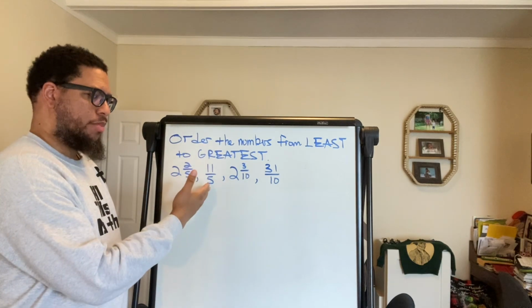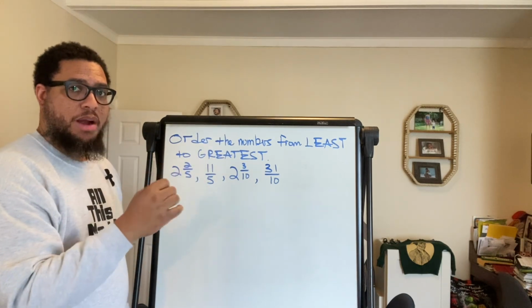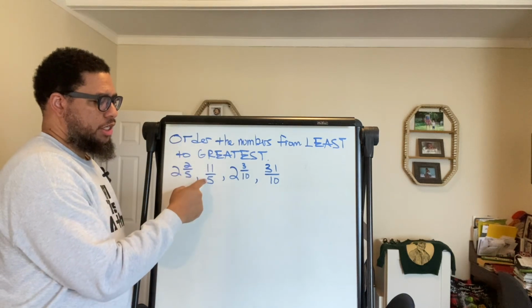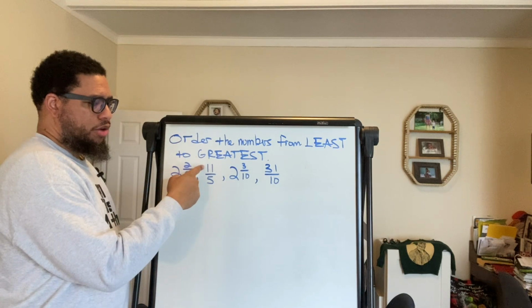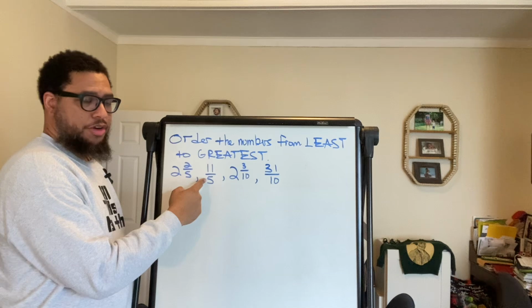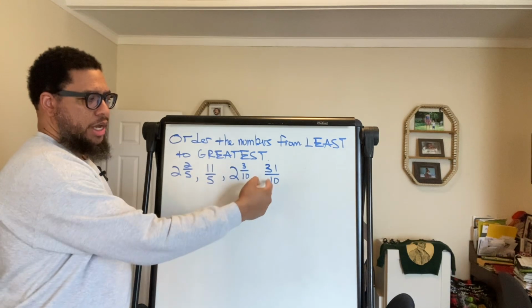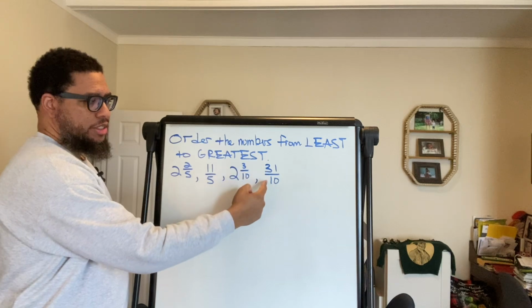11/5. What do we know about this? This is what we call an improper fraction. Why? What makes it improper though? The numerator is larger than the denominator. The numerator 11 is larger than the denominator 5. Then we got another mixed number, 2 and 3/10. Then we got another improper fraction, 31/10.